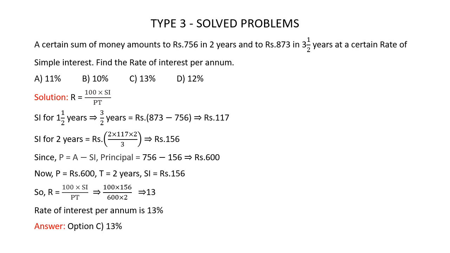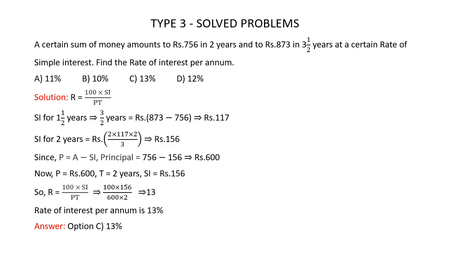Now we have found out that the simple interest for 3 by 2 years is rupees 117. So simple interest for 2 years is 2 multiplied by 117 divided by 3 by 2. On solving this, we get simple interest for 2 years is rupees 156. Now we know that the amount for 2 years is rupees 756 and we have found out that the simple interest for 2 years is rupees 156.